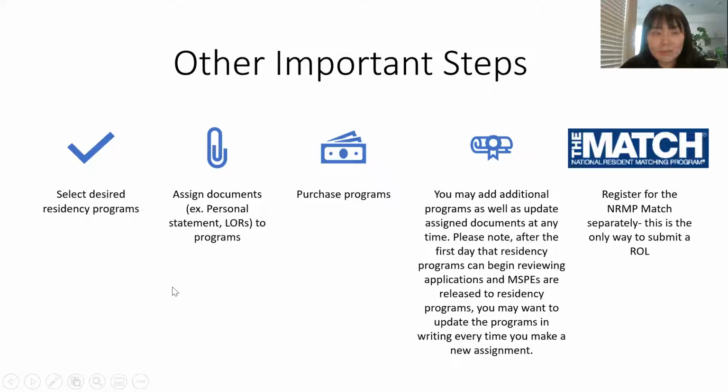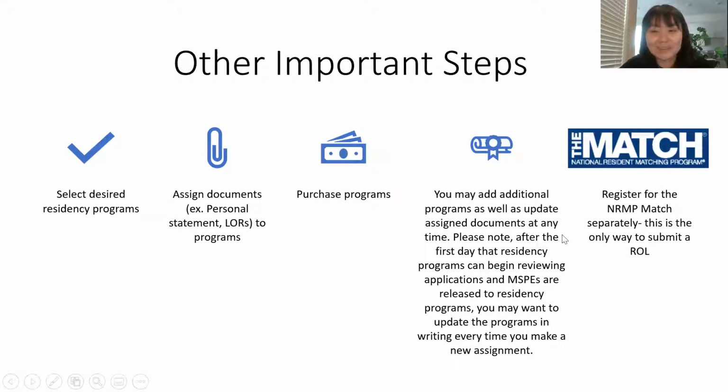Other important steps. Other than selecting your desired residency programs, you'll also want to assign documents such as your personal statement and your letters of recommendation to the programs. You'll purchase programs, as I mentioned before, when you check out. You'll be given a fee for every program. I want to say, it's a little hazy for me right now. It's been a while, guys. But yeah, it's a lump sum for the first few programs, and then you add per program.